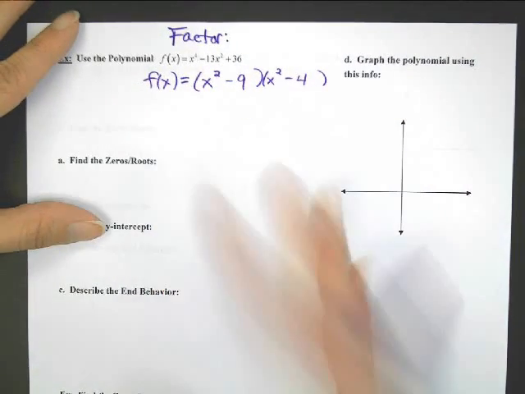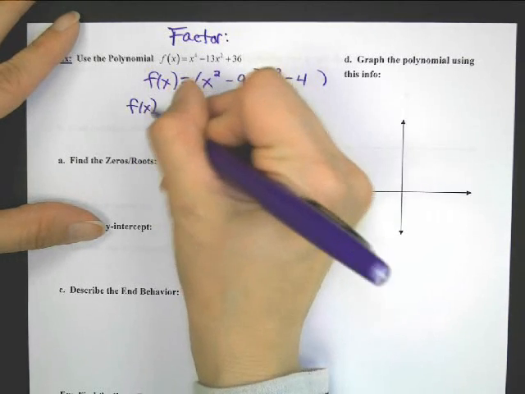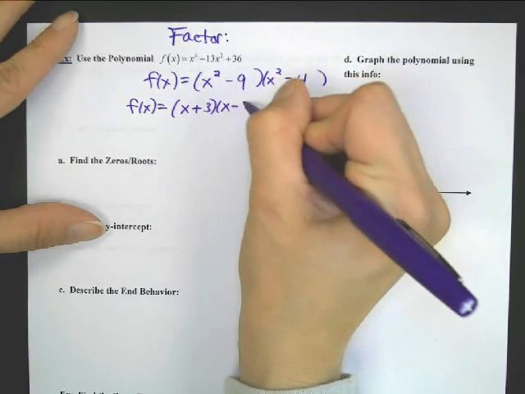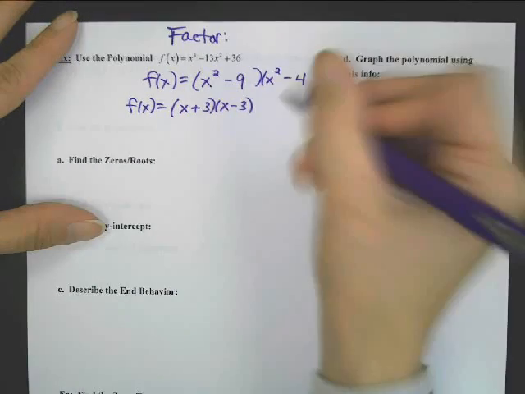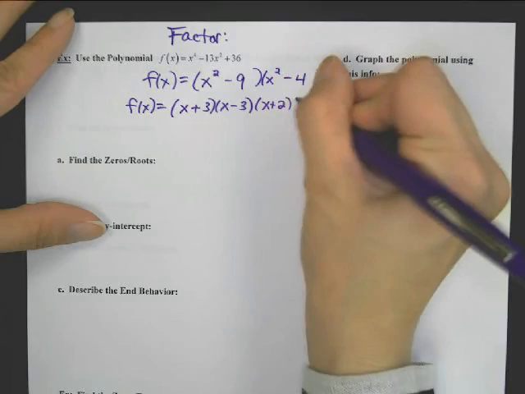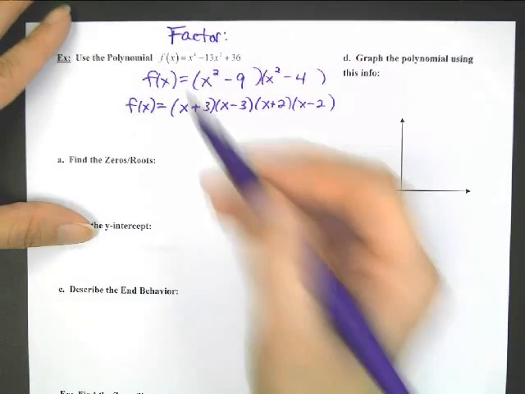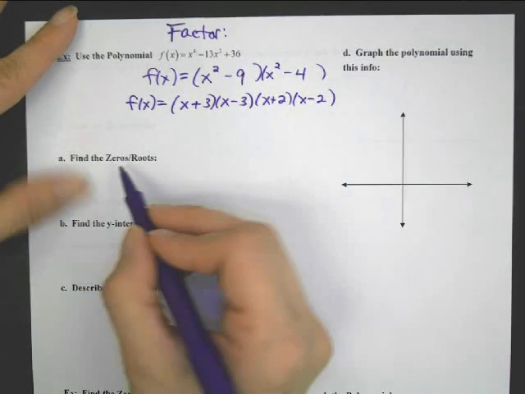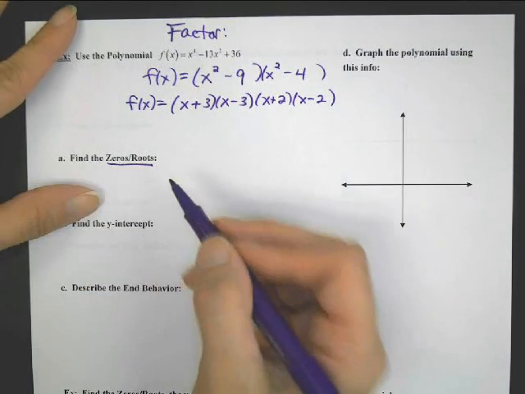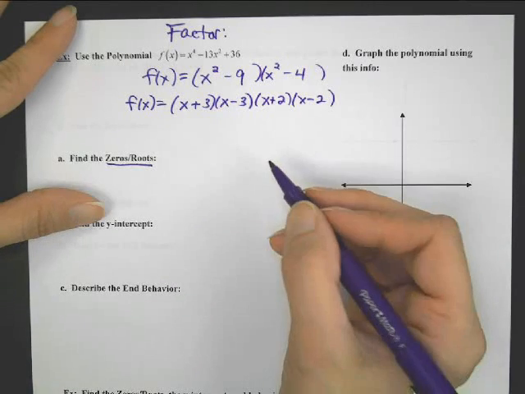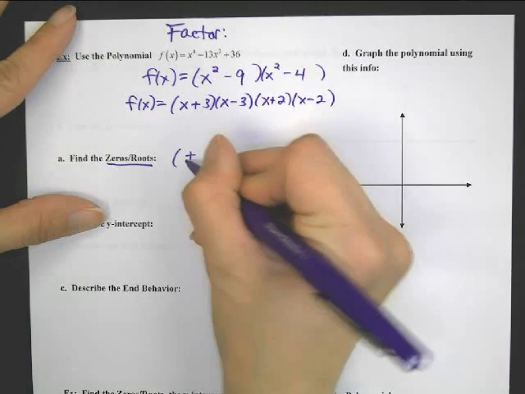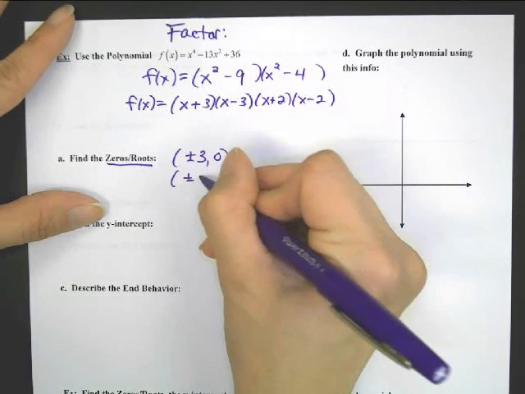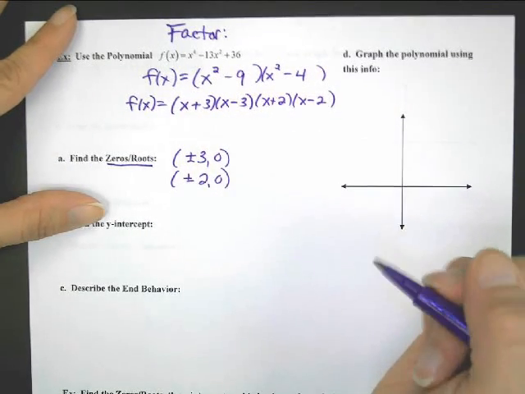Okay, now can that factor any further? Absolutely. So let's go ahead and factor the first difference of squares into x plus 3, x minus 3. The next difference of squares is x plus 2, x minus 2. And so I see my degree of 4 is going to have 4 x-intercepts. So let's find the zeros or the roots or the x-intercepts. So we've got plus and minus 3 comma 0 and plus and minus 2 comma 0.